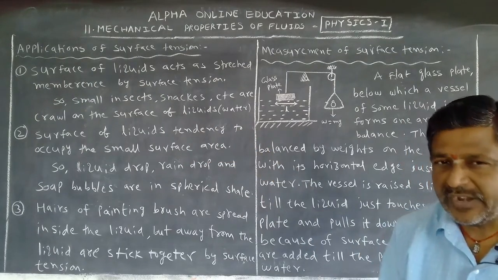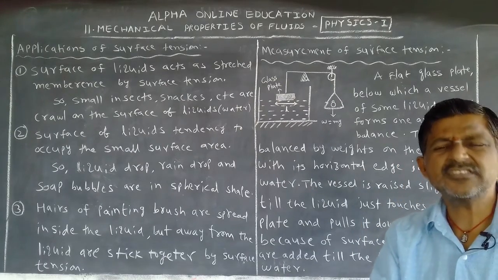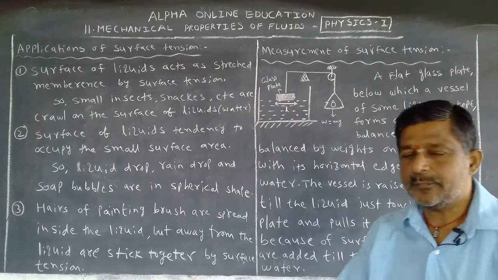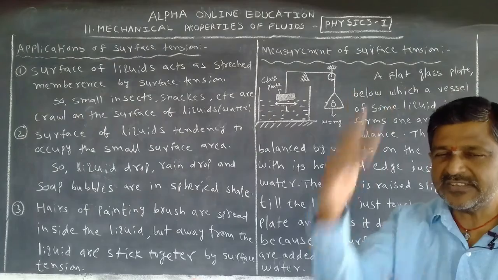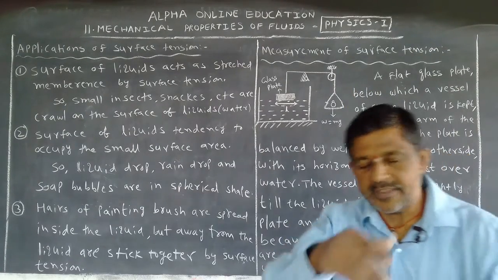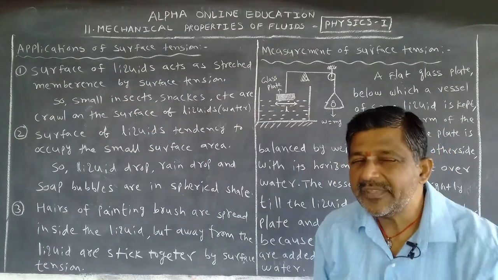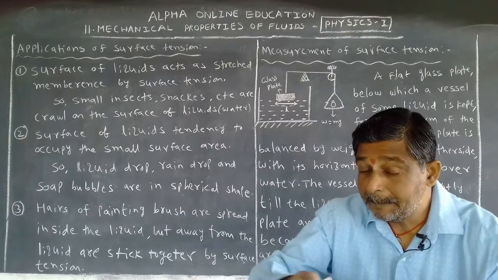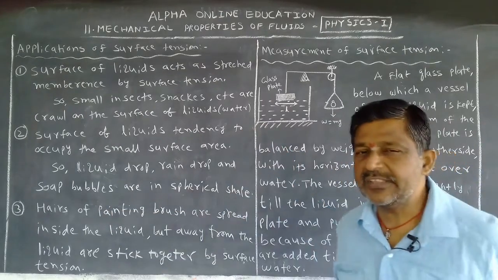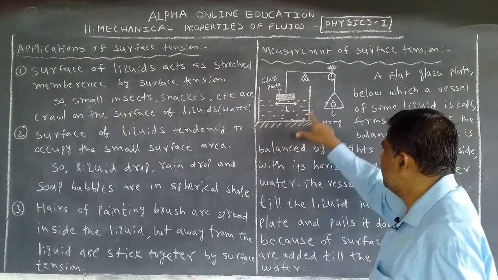Now we want to find how much the surface tension is. Surface tension is nothing but a force. We want to measure how much force is present on the surface of the liquid, perpendicular to an imaginary line drawn on it. Now we want to verify that. To verify that, what do we take? We take one vessel.